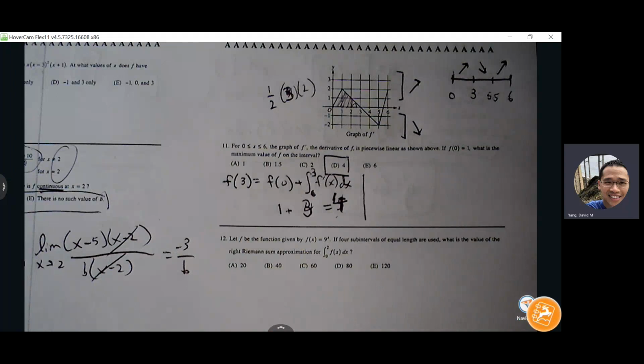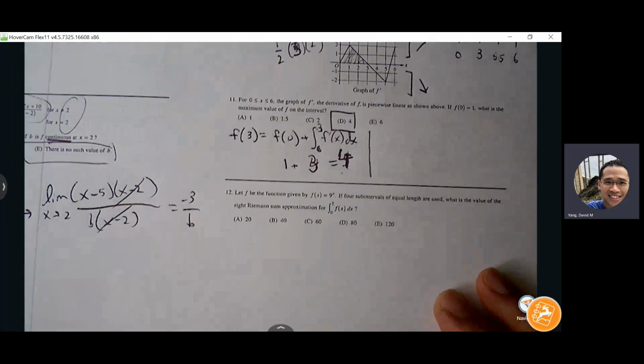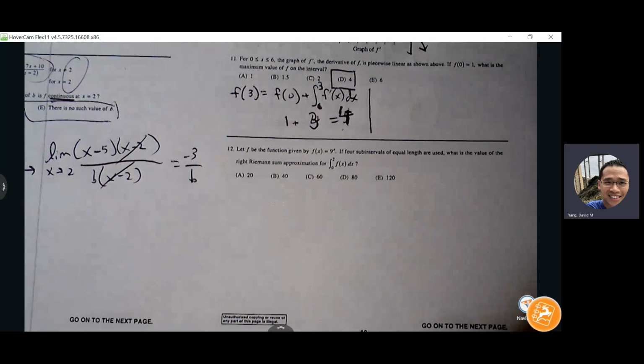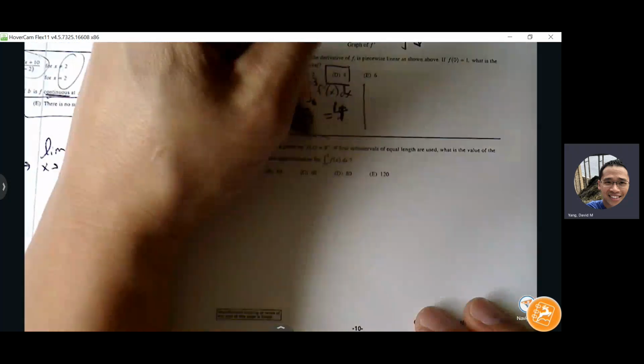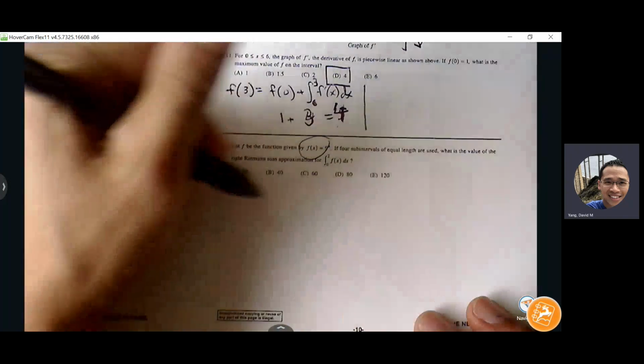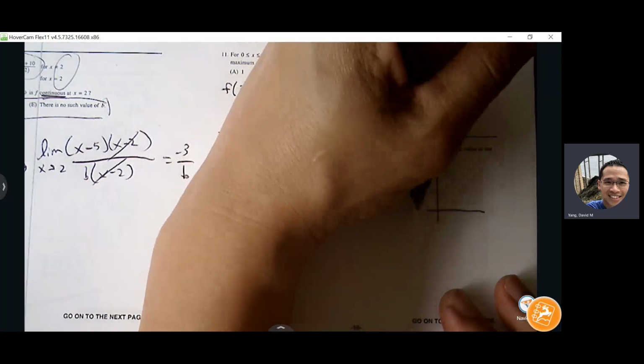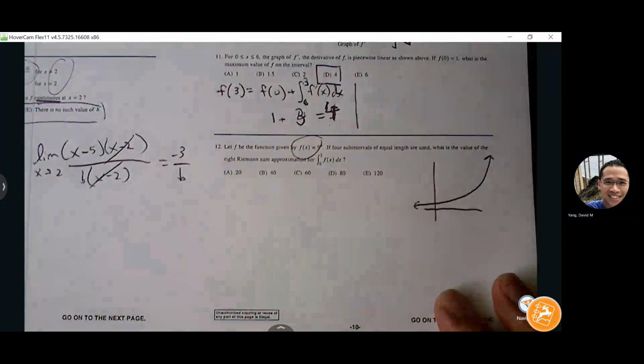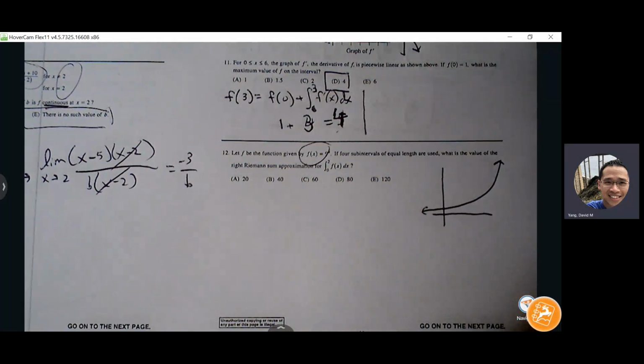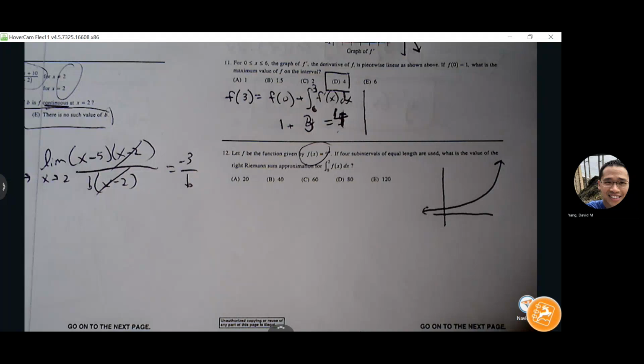Okay, number 12. Let f be the function given by f of x equals 9 to the x. It's helpful to just have an idea what that graph looks like. You don't have to be super exact. Also, there's no calculator. But you know that exponential function looks like this, with ever increasing slope to the right.